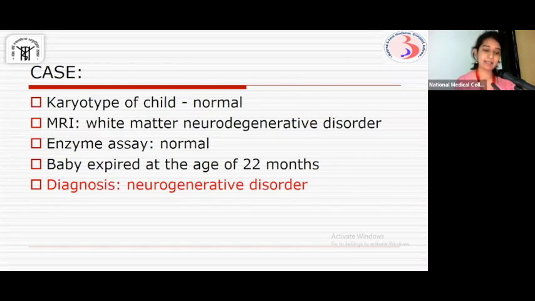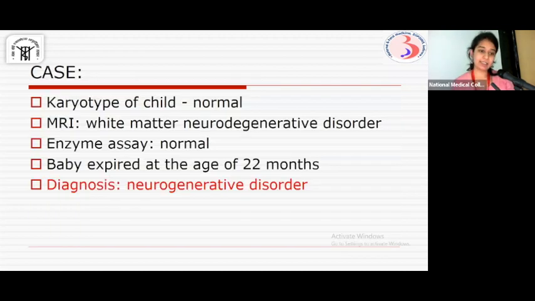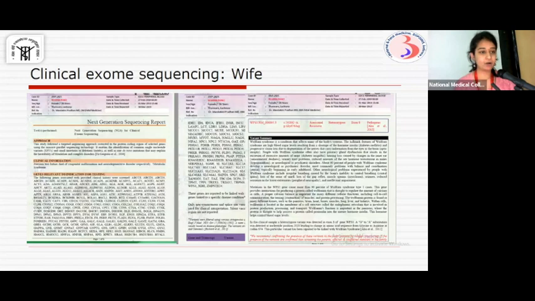The enzyme assay revealed to be normal. The baby expired at 22 months of age with inconclusive diagnosis. The diagnosis was neurodegenerative disorder under evaluation. She had come to us at 15 weeks. We have gone about and done the clinical exam of the couple.